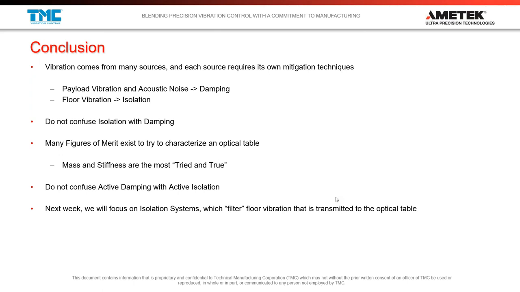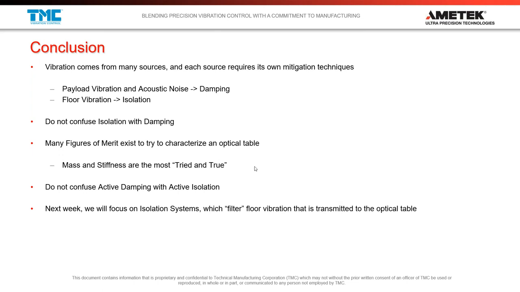Many figures of merit try to characterize an optical table, but the reality is mass and stiffness are the most tried and true. That mass is going to help you with the broadband damping, that stiffness is going to lower your compliance, and the more mass you have, the more stiffness you have. Those are the good old standbys. And do not confuse active damping with active isolation. I just said that.